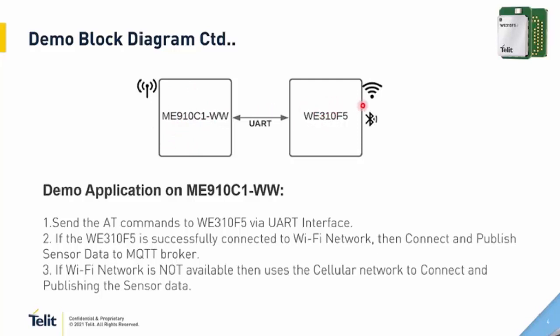The W310 is a combo module with Wi-Fi and Bluetooth coexistence. They can run simultaneously at any point in time. This W310 Fi5 is a single band module, so it supports 2.4 gigahertz, and it is one of our latest modules. These two modules communicate over the UART interface, where the W310 has its own application, and the host can give AT commands to configure the W310 to connect to a wireless access point and then publish your data to the MQTT. That's about the demo application.